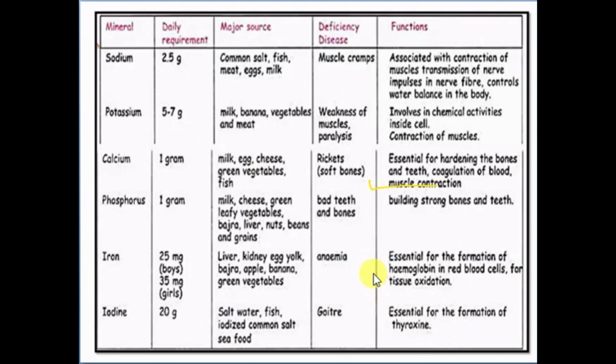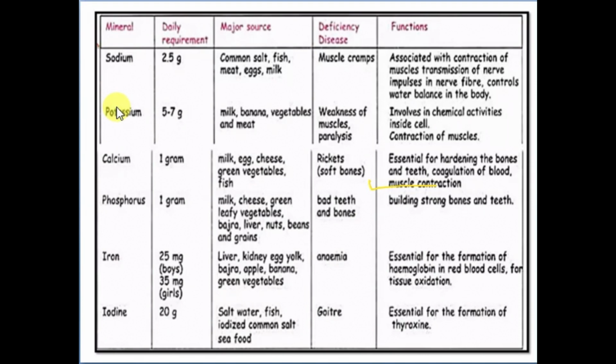Then last we have iodine. So iodine is essential for the formation of thyroxine. Thyroxine is produced in the thyroid gland of the body. So iodine is required for that. If you have deficiency of iodine, it can damage the thyroid gland. Now we are done with vitamins and minerals.